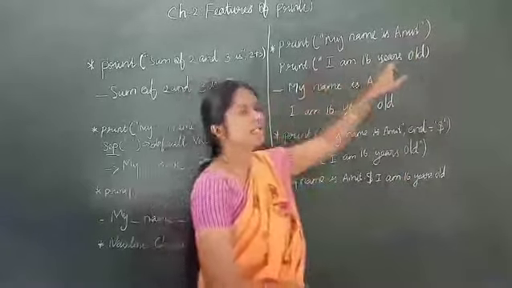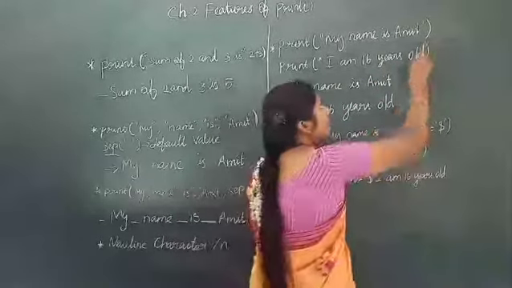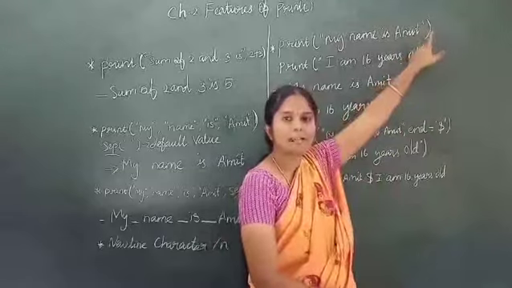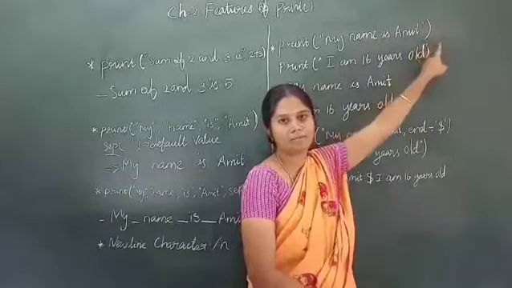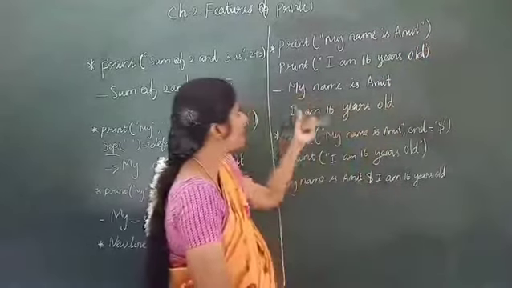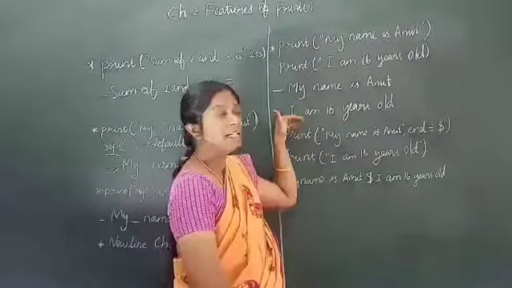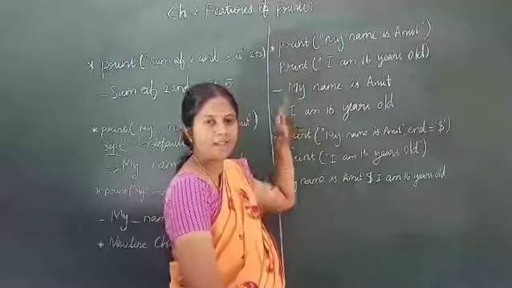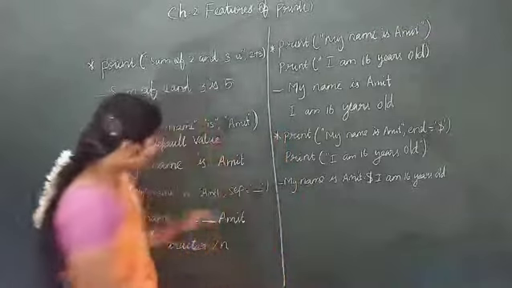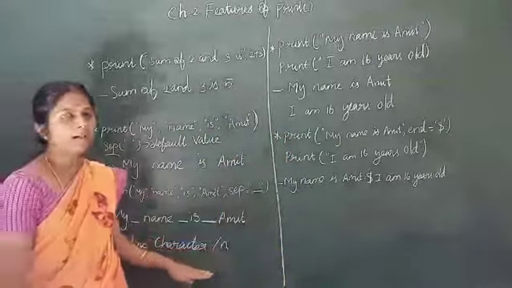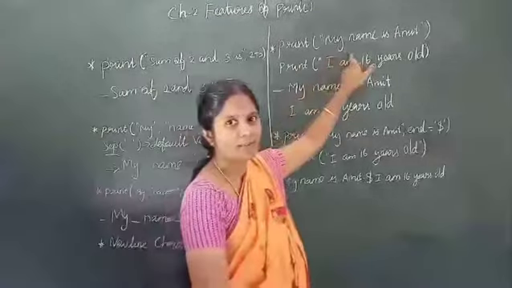Print I am a 16 years old. Okay, so it has a new line character at the end of the print statement. So it will print the next function on the next line. Are you clear about this? So it has a new line character at the end of the print statement.